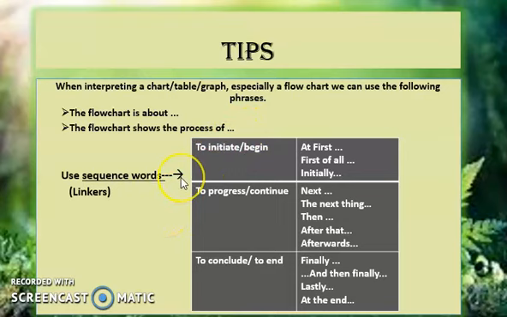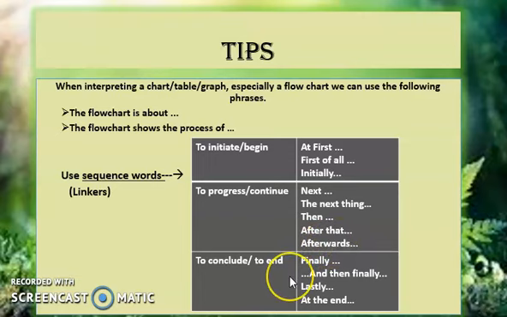Proceeding, as soon as you begin it, you must use a few sequence words such as at first, first of all, initially. When you start describing the process, you must make use of these. And when you continue, when you progress with your description, you must use sequence words which will help you showcase the connectivity between the sentences, that is, coherence between the sentences. That is, next, the next thing, then, after that, afterwards.